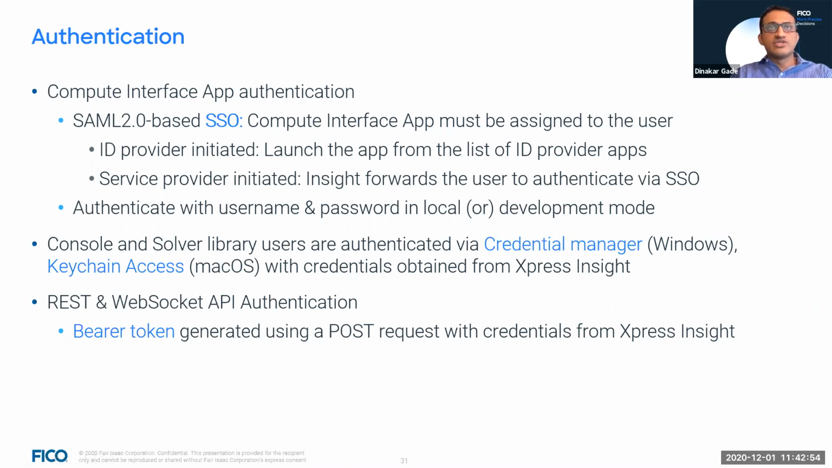Console and solver library users can be authenticated with Credential Manager on Windows and Keychain Access on macOS. And the credentials are obtained from Xpress Insight, as I showed you earlier. For the REST API, authentication is done via bearer tokens. And for this, you do a post request with the credentials from your Xpress Insight app, and Xpress Insight will return a bearer token, which you subsequently use for all communications with the Insight server.